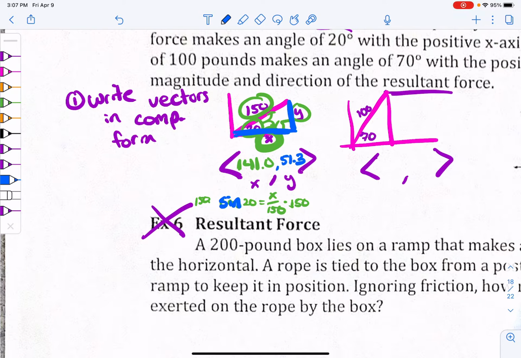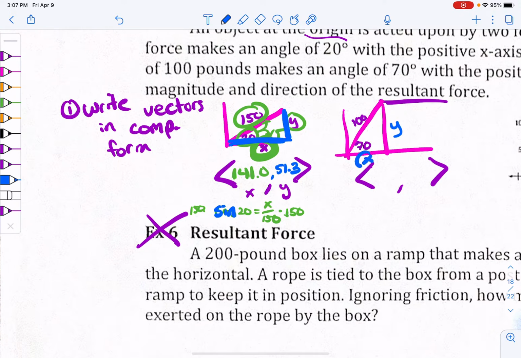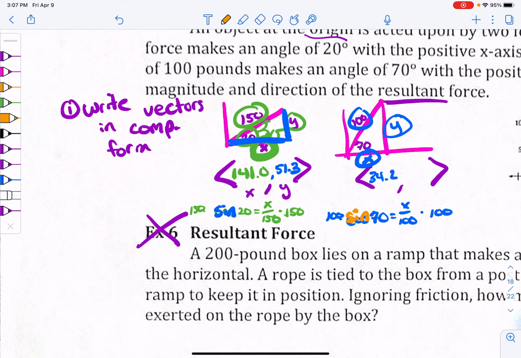This one is 70 degrees, so it's the same way. If we go the x and the y, to find x, we do cosine of 70 equals x over 100, and multiply the 100 to the other side. So 100 cosine of 70, and that is 34.2. The y-coordinate is going to be the same thing, but with sine because it's opposite over hypotenuse. So 100 times sine of 70, and that is 93.96, so 94.0.